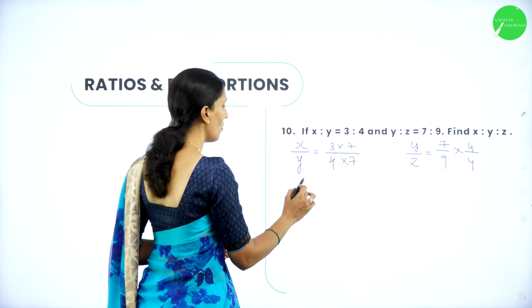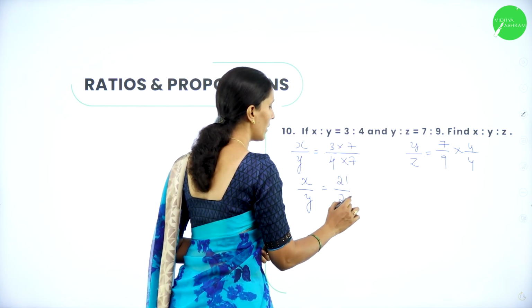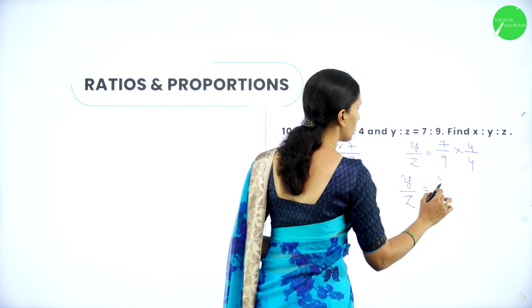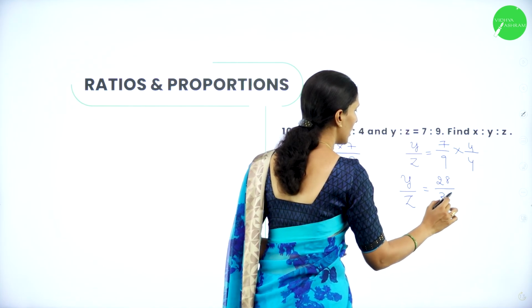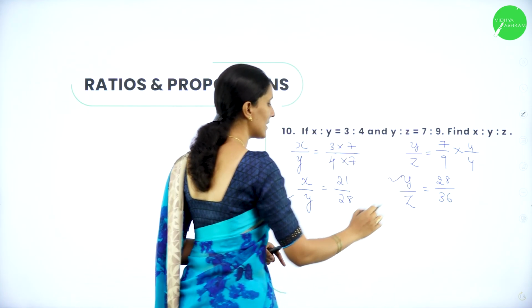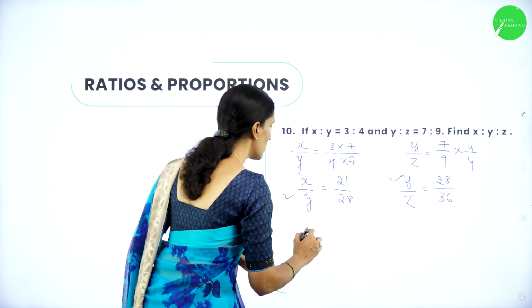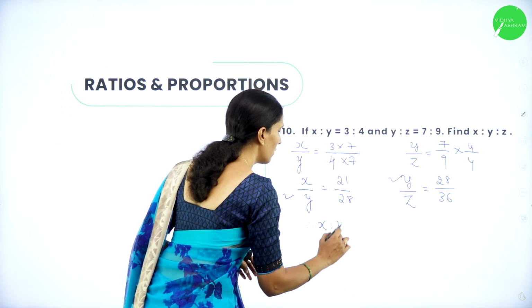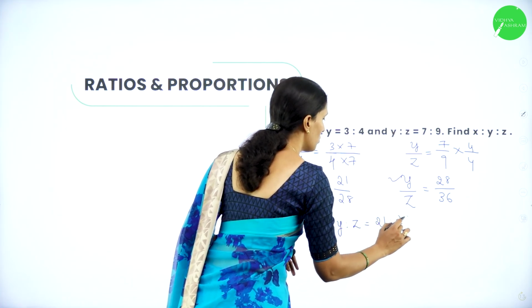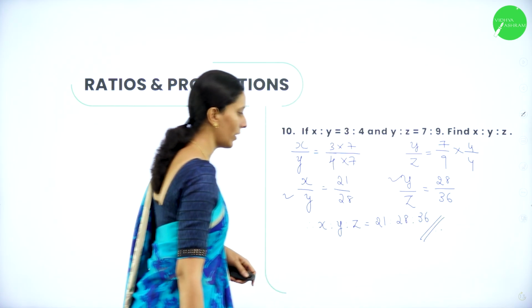So what happens now? I'll get X by Y is equal to 21 by 28, and Y by Z, I'll get it as 28 divided by 36. Now I have the value of Y as same, so I can write all the 3 terms in one ratio. So therefore, X is to Y is to Z is equal to 21 is to 28 is to 36. This is my new ratio.